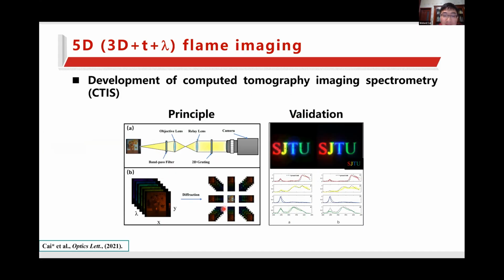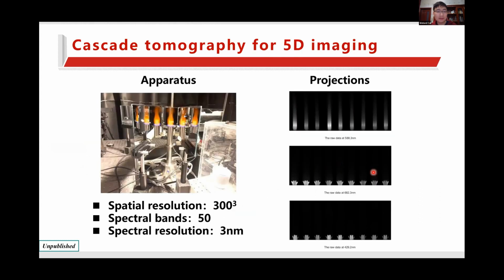So we did a validation first by imaging a known object. We know the spectrum of this figure, and we compare the reconstruction with the measurement from spectrometers. Then we can validate whether our method is correct or not. Then we can do 5-dimensional imaging, and this is the result for 5-dimensional imaging.